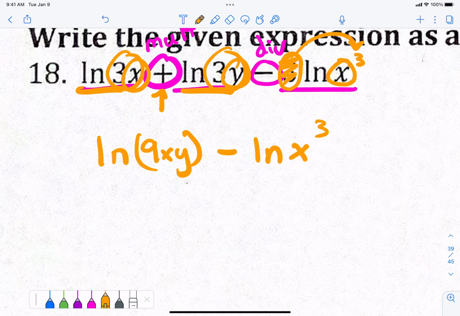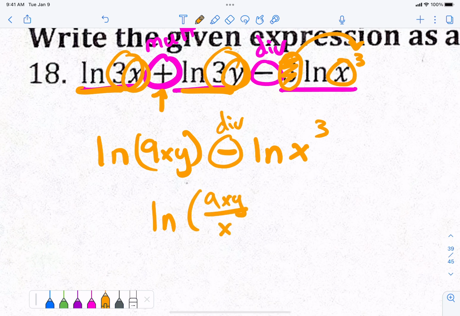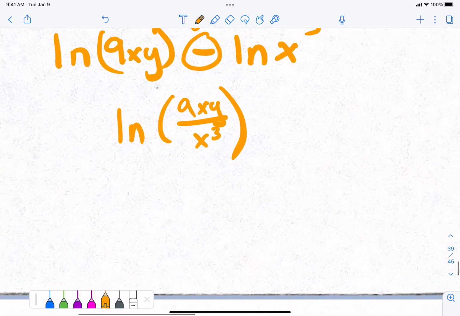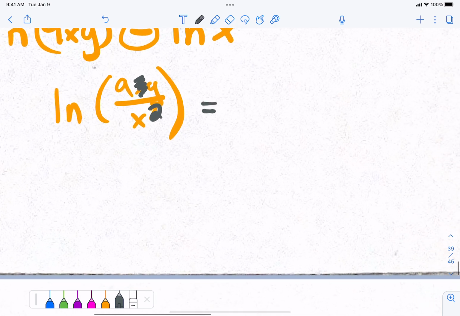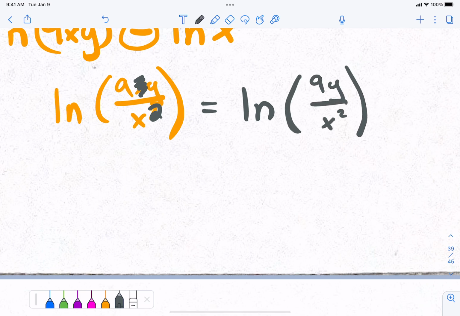If your brain can handle doing it all in one shot, go for it. But I just combined the two, and now I'm going to combine the third one. Minus means divide, so you are dividing. So ln of what? 9xy over x to the third. Done? No. I can cross out an x, right? This x can cancel with one of these to make that 2. Let's write it pretty. ln of 9y over x squared. That's better. It's a single log now.